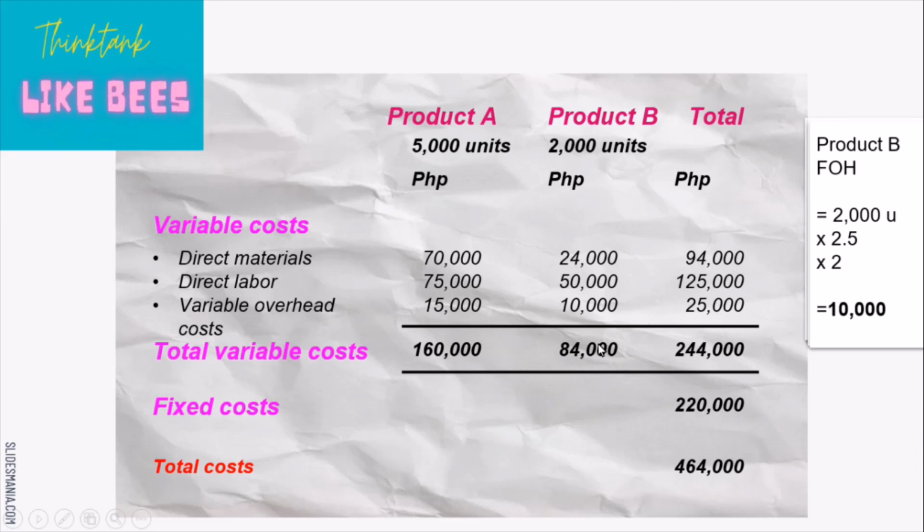So the total variable cost is 244,000. Add the total fixed cost, which is already given. So we have 220,000. So all in all, we have the total cost of 464,000. So this total cost is also called the product cost and also called the total manufacturing cost.